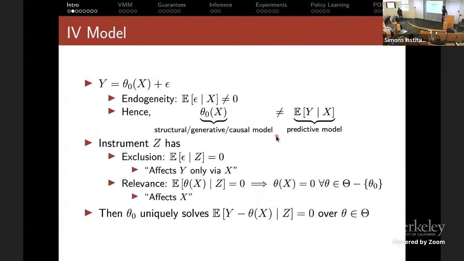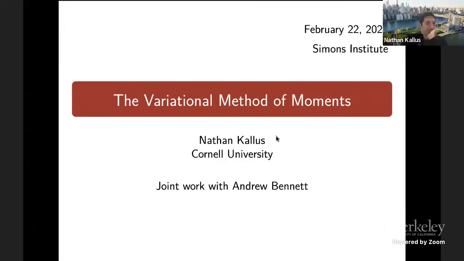And for our last talk today, it's a pleasure to introduce Nathan Kallus from Cornell, who's going to talk about a whole different application of min-max optimization now in the context of causal inference. So Nathan, take it away.